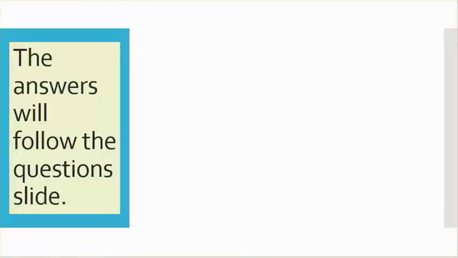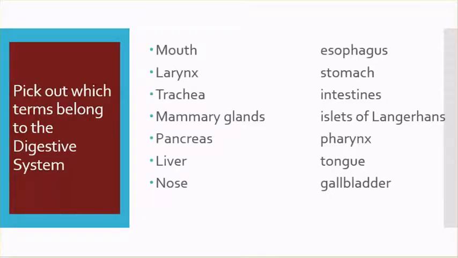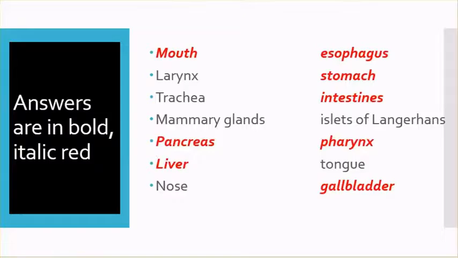Quiz time. The answers will follow the question slide. Pick out which terms belong to the digestive system. Answers are in bold italic red, and they are the mouth, esophagus, stomach, intestines, pancreas, liver, pharynx, and gallbladder.